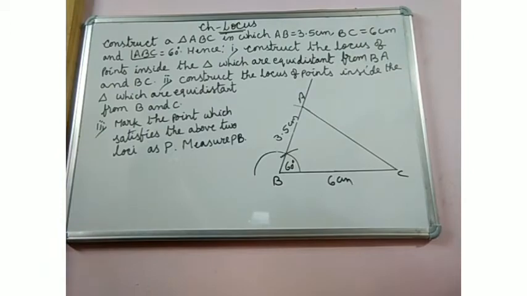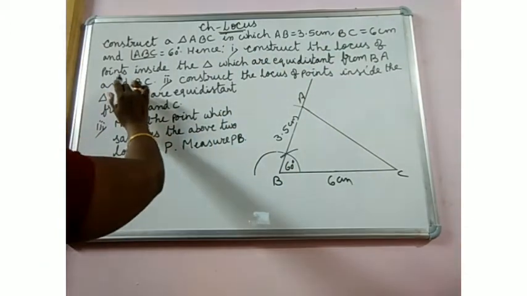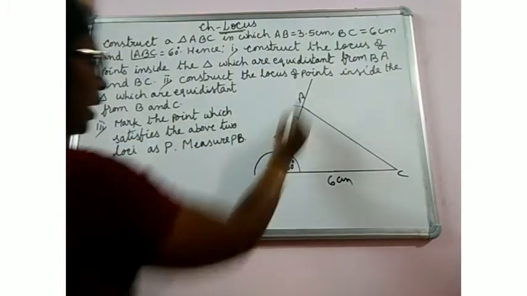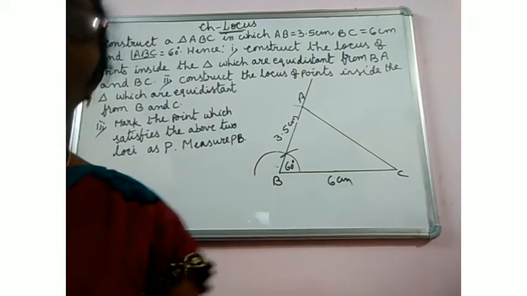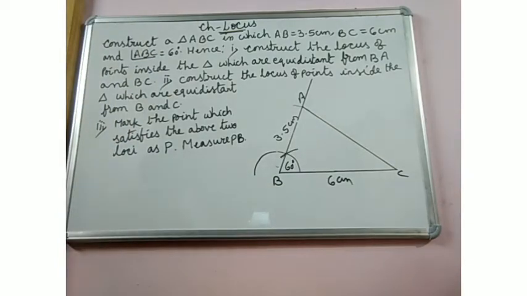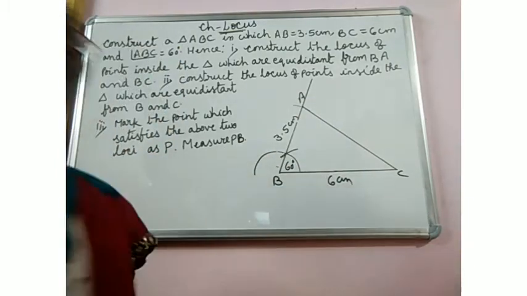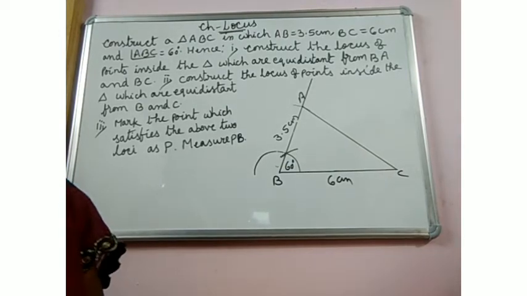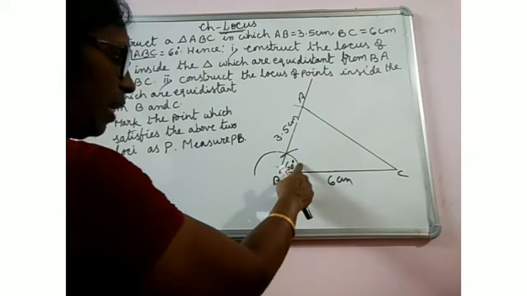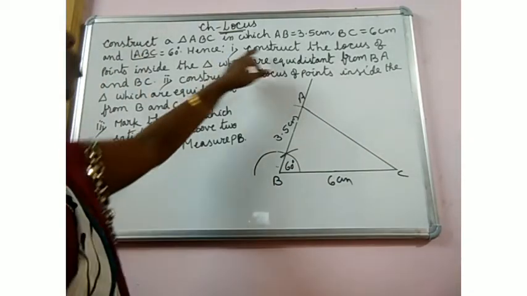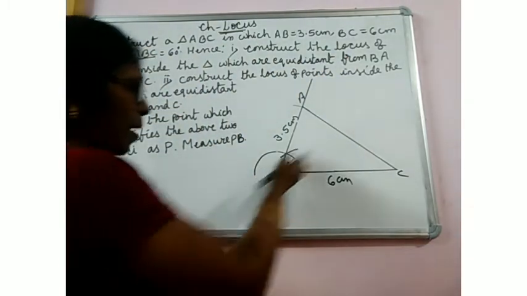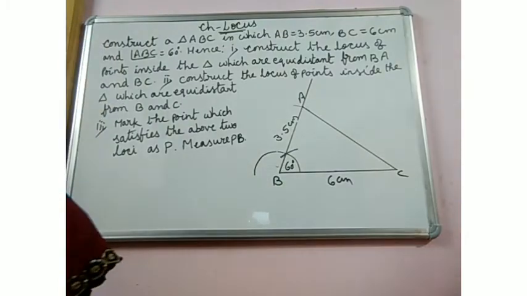Now your first bit is construct the locus of points inside the triangle which are equidistant from BA and BC. The locus of the points which are equidistant from the two arms of the angle is the angle bisector, that already you have learned. So let us bisect angle ABC. The bisector which lies inside the triangle is the required locus for the first bit.